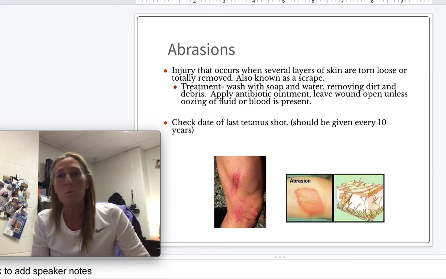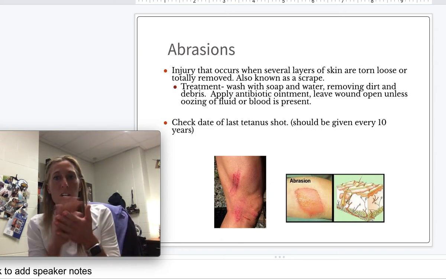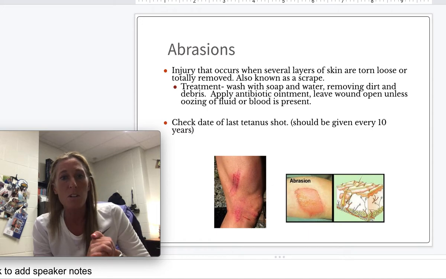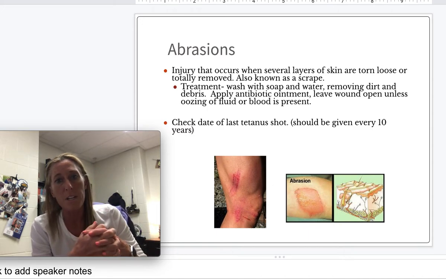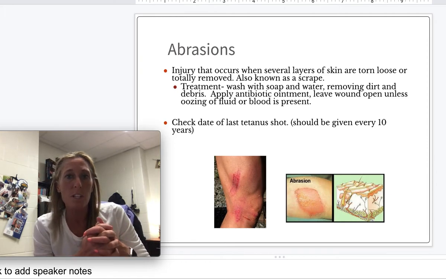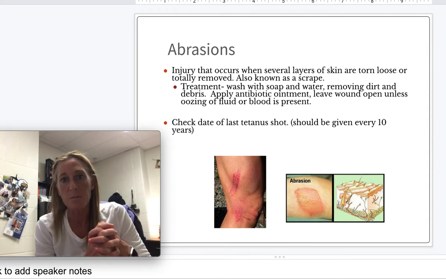All right, the first one is an abrasion. We've all probably had an abrasion from one time or another. We often call this a scrape. It's an injury that occurs when several layers of skin are torn loose or just totally removed, also known as a scrape. Treatment, you're going to wash it with soap and water, get it clean, removing the dirt and debris. Apply an antibiotic ointment, and then leave the wound open unless it's oozing fluid, or if there's blood, then you can put a Band-Aid on it.